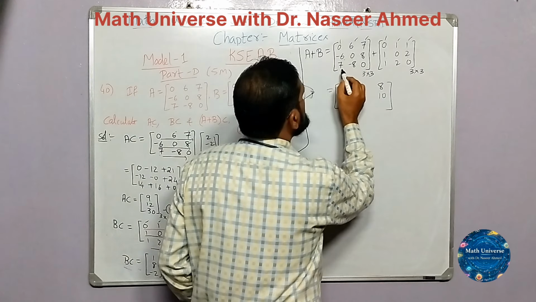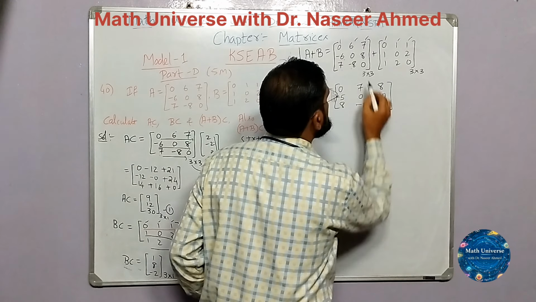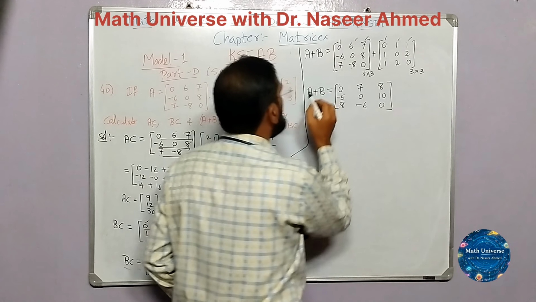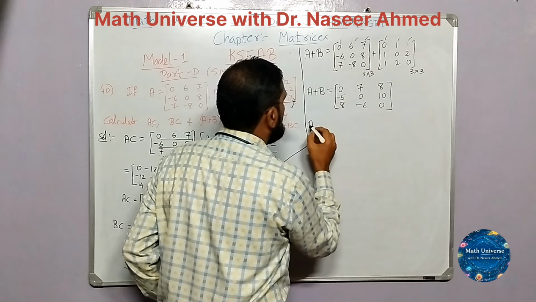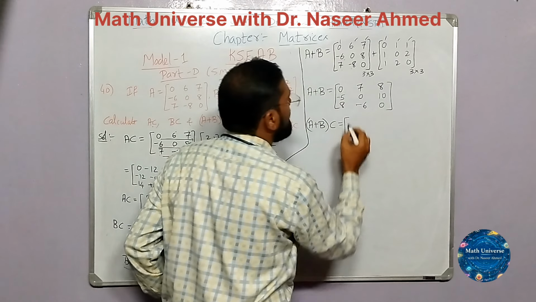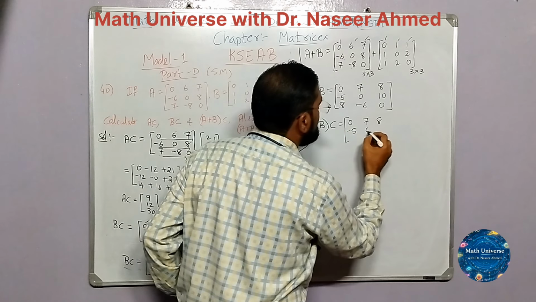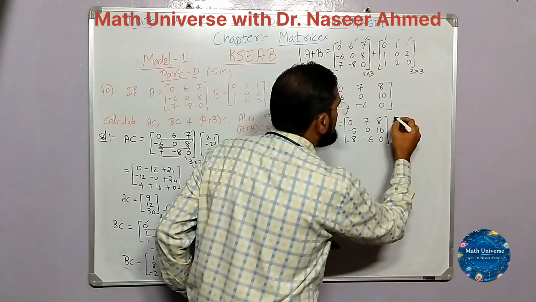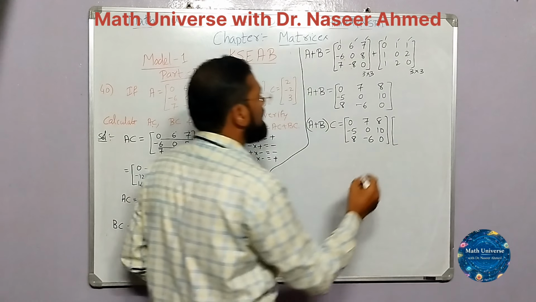Next, 7 plus 1 will be 8. Minus 8 plus 2 will be minus 6. 0 plus 0 is 0. We got A plus B as well. Now again see, I want A plus B into C. Perform A plus B and multiply with the matrix C. A plus B has already been performed, so it is 0, 7, 8, minus 5, 0, 10, 8, minus 6, 0. Now coming to matrix C. What is matrix C? Here it is: 2, minus 2, 3.